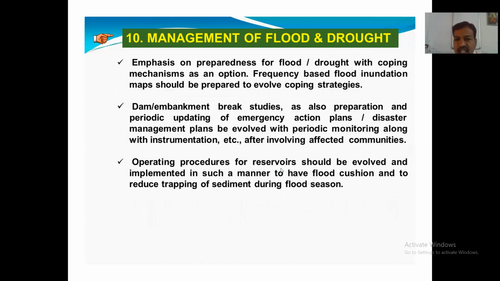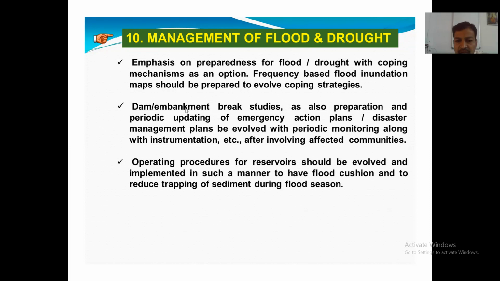Then there should be effective management of floods and droughts. In the rainy season, there will be heavy rainfall causing floods. In drought season, there will be scarcity of water, with less rainfall. Some provision should be made in case of floods and droughts.